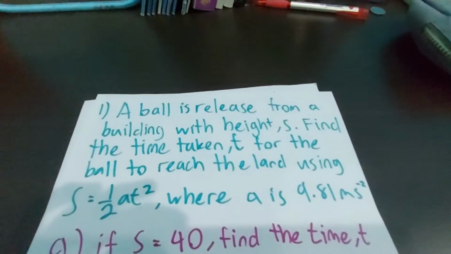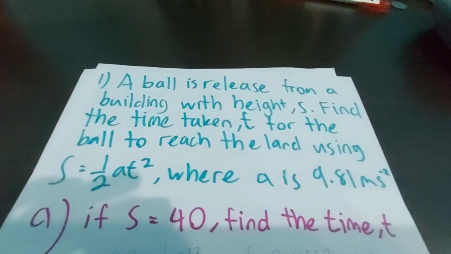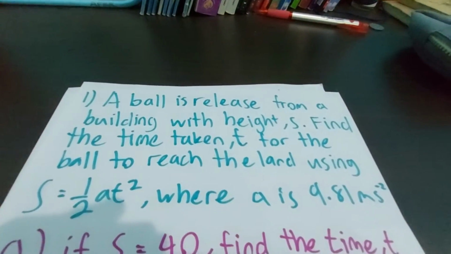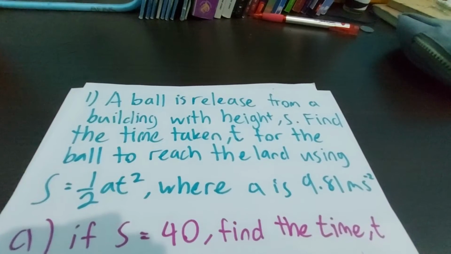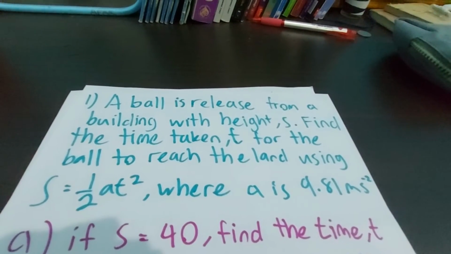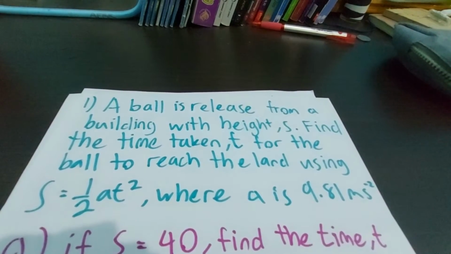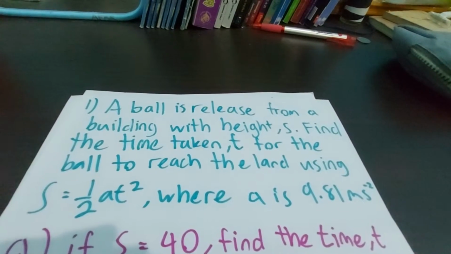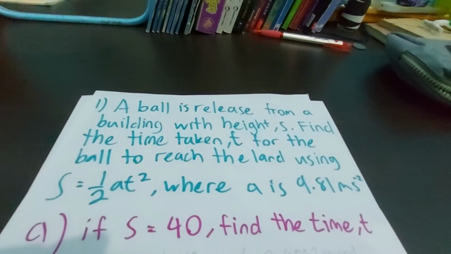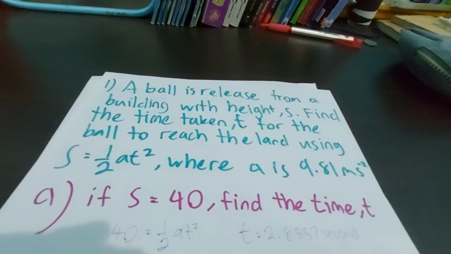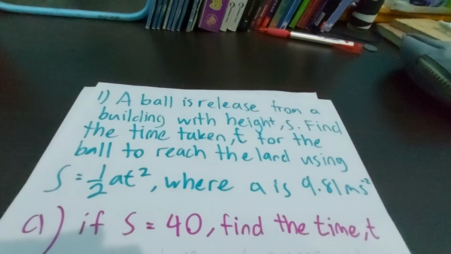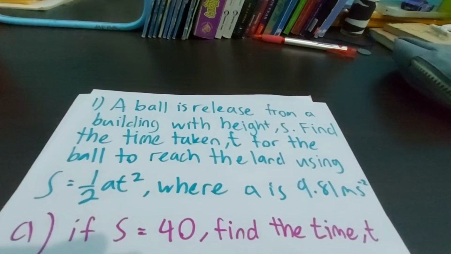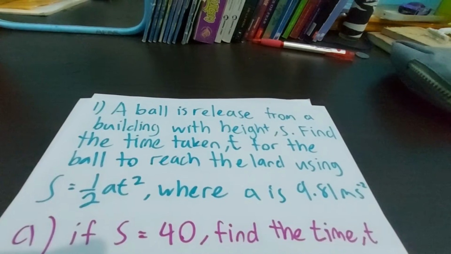For the first question, a ball is released from a building with height S. Find the time taken T for the ball to reach the land using S equal to half a t squared, where a is 9.81 meters per second squared. Look at part A: if S equal to 40, find the time T. I will give you some time to figure it out.